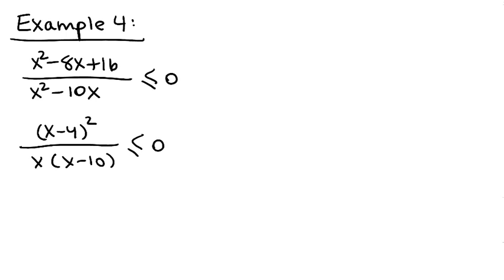Now, just like always, I'm going to make a little number line. And so the zero of the numerator is x equals 4. And the zeros of the denominator are x equals 0 and x equals 10. So we're just going to test some values and see what's going on here. And I'm going to tell you that it's not just going to alternate positive, negative, positive, negative. Okay, so let's try x equals 1.